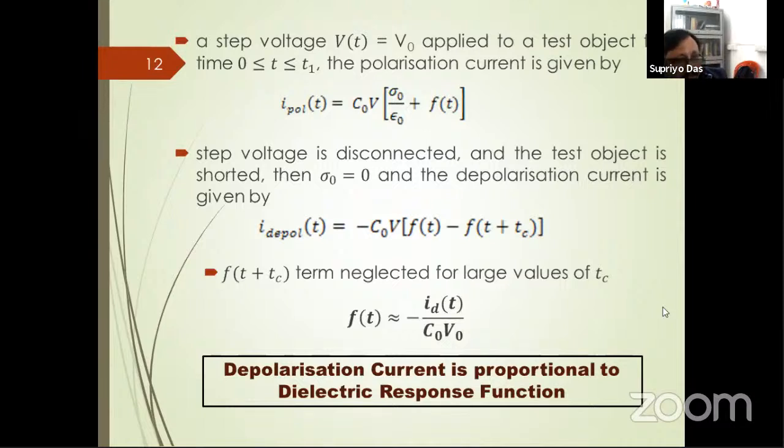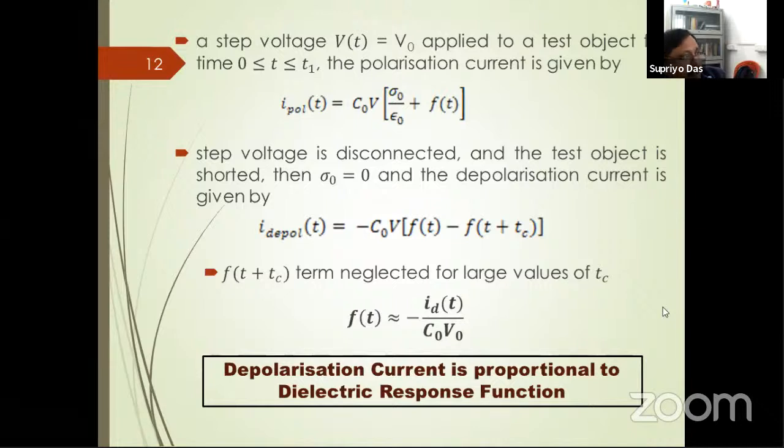During the step, when we disconnect the sample and short circuit it, we get a depolarization current characteristic, which is just a function of C0 V0 and the dielectric response function. Sigma naught is 0, so there is no conduction current, only the relaxation of the material.